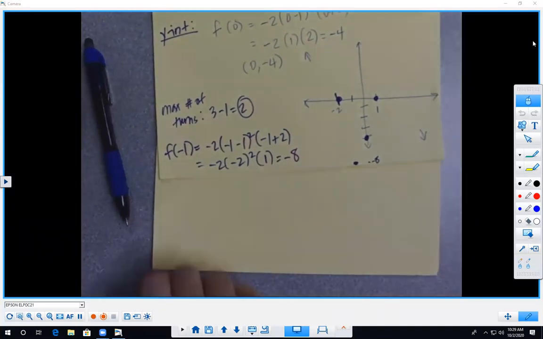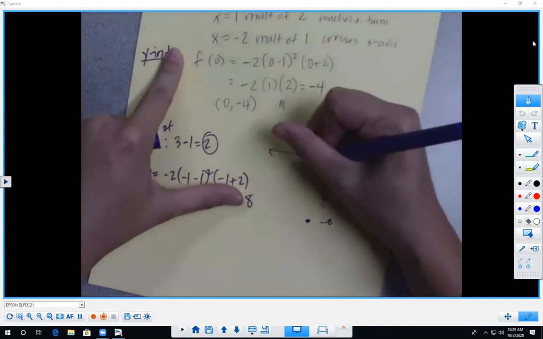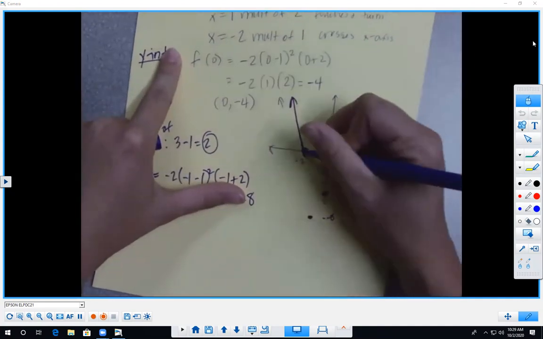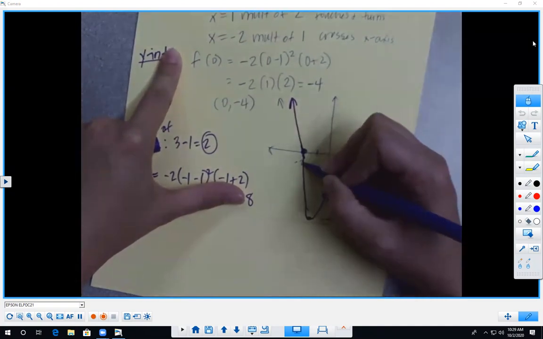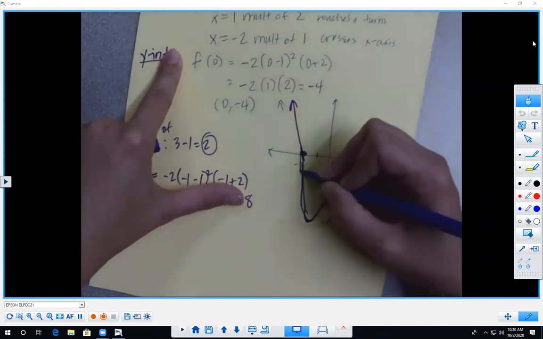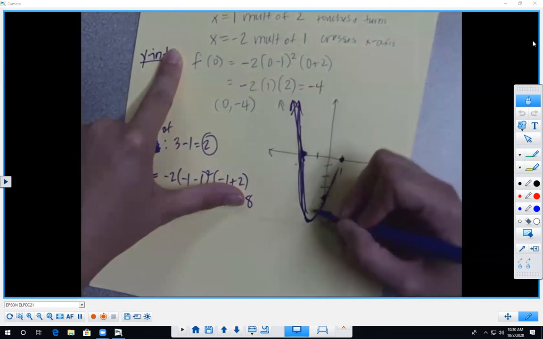So when you go to graph it, I can go like this. I know it's going to cross through here. It's going to come way far down and come way back up. This isn't looking great so far, but you get the idea. It's going to come way down, way back up.